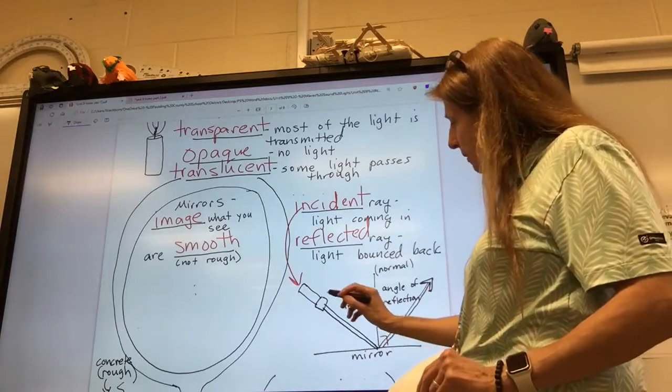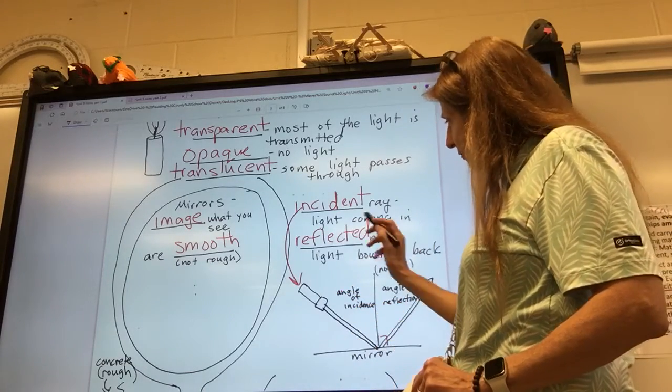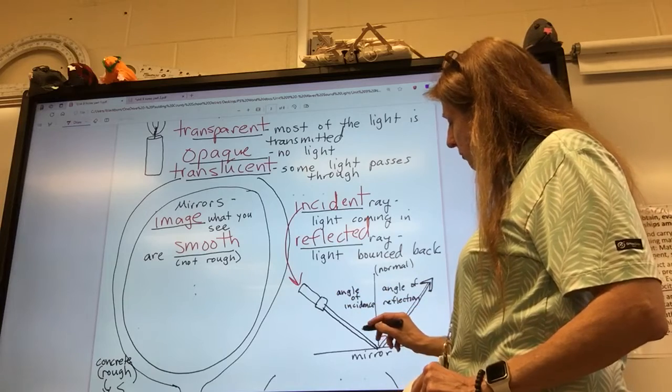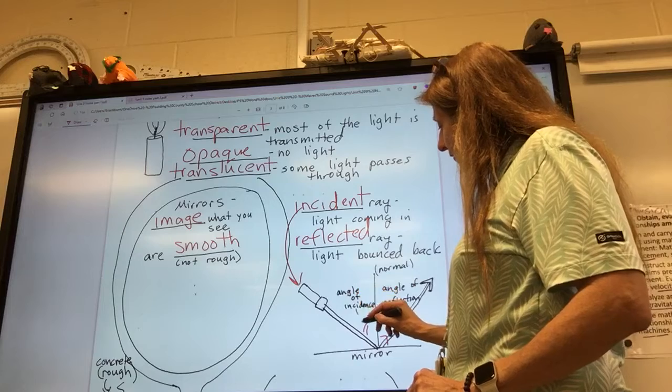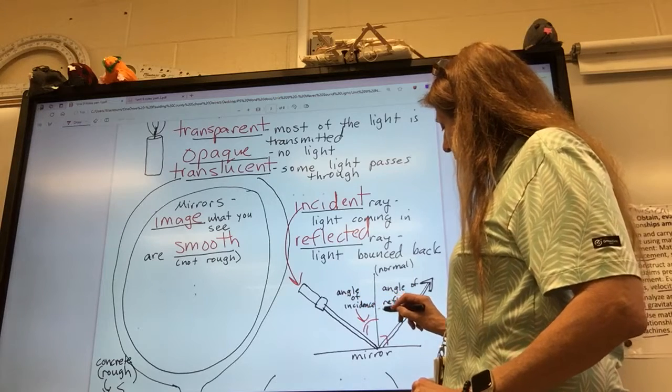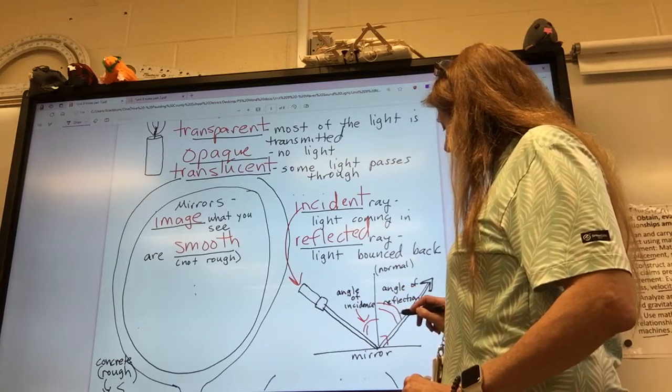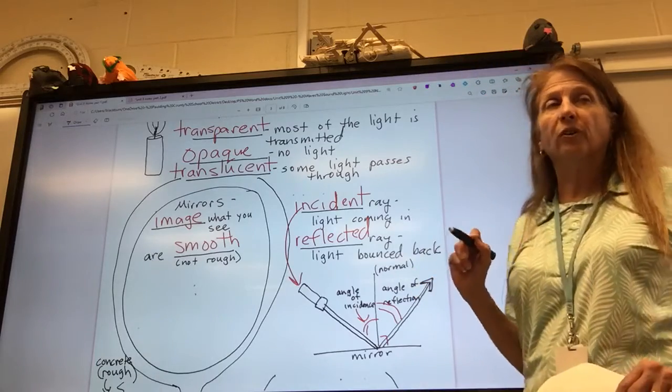Okay, and then if you measure from the incident ray to the normal, that is called the angle of incidence. If you measure from the normal to the light that's bouncing off, it's called the angle of reflection.